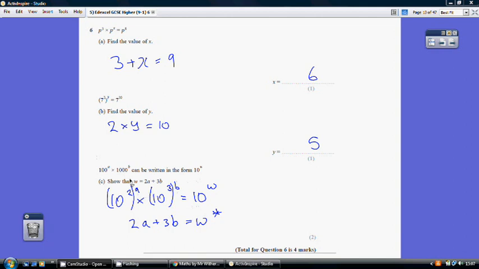Now, just really combining A and B up here, when we've got a power inside the bracket and outside the bracket, we multiply them. So we have 2A here and 3B here. And like as in part A, when we're multiplying, we add the powers. So 2A plus 3B has to equal W, as we were required to show.